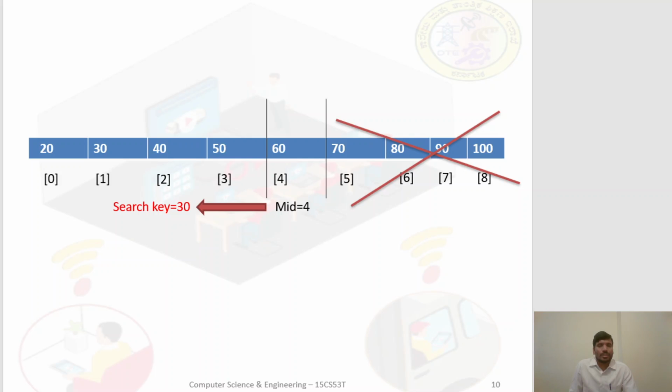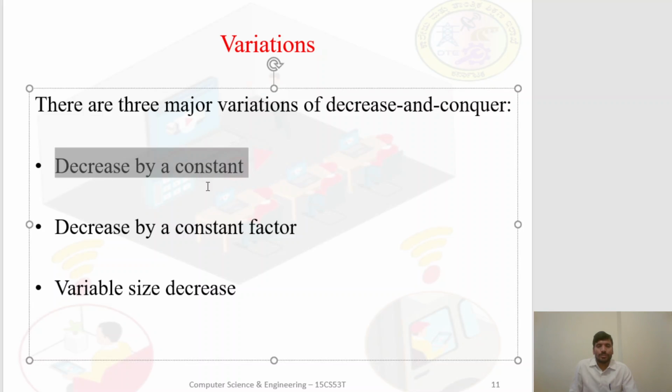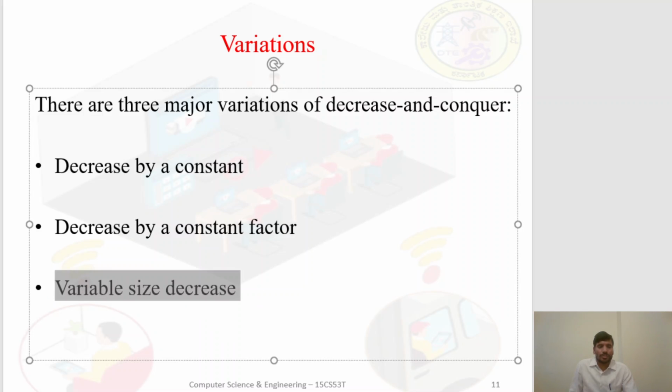Now let us discuss the variations of decrease and conquer. There are three major variations of decrease and conquer: decrease by a constant, decrease by a constant factor, and last one, variable size decrease. Let us discuss these three variations one by one.